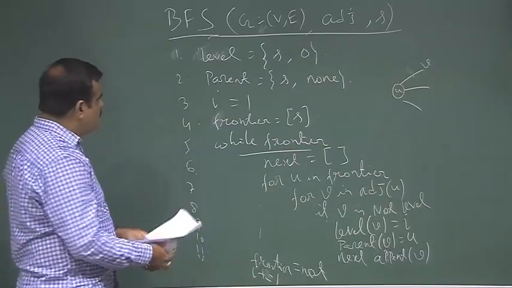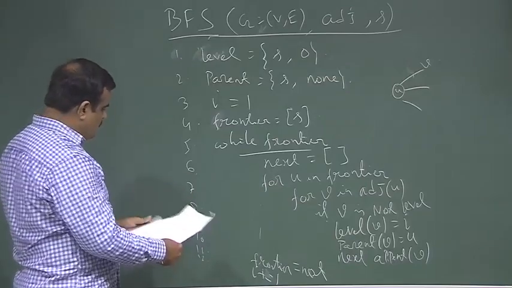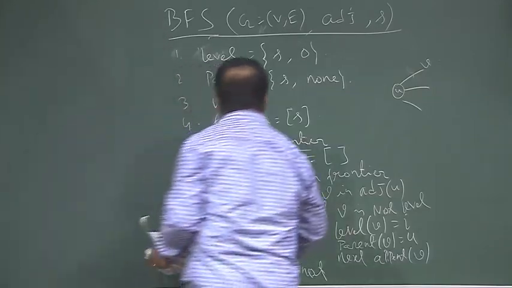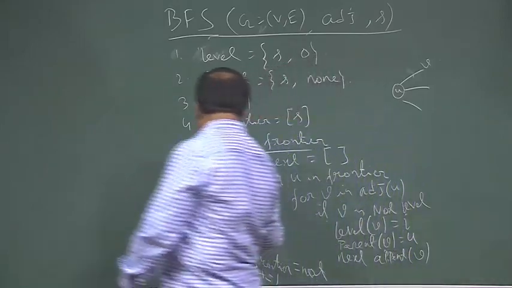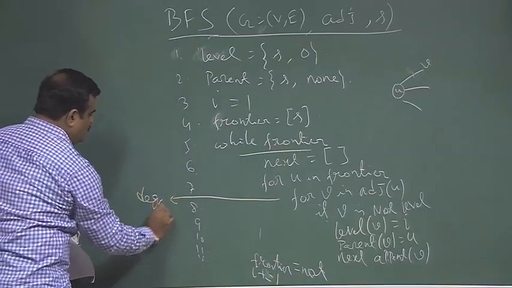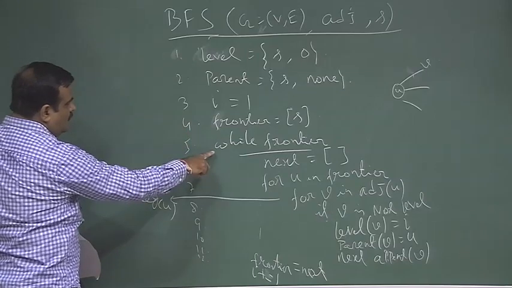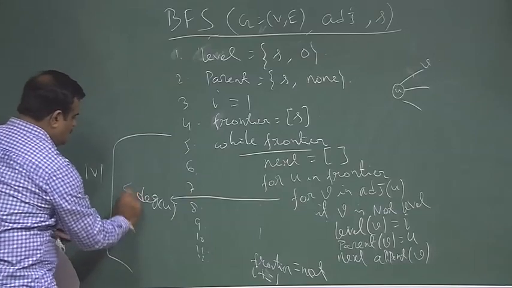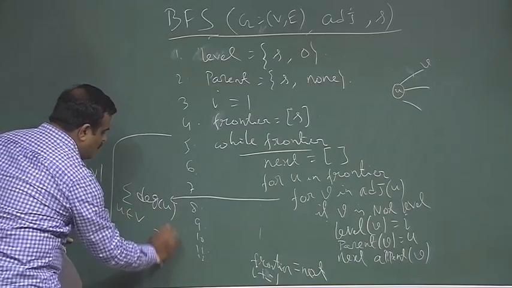So, let us take an example. What is the time complexity for this? We will come back to the time complexity. But what is the time complexity? We are basically summing the degrees of the vertices. This is the degree of u, and we do this while the frontier is not empty, so it is the summation over u belonging to V. By the handshaking lemma, this is order of E.